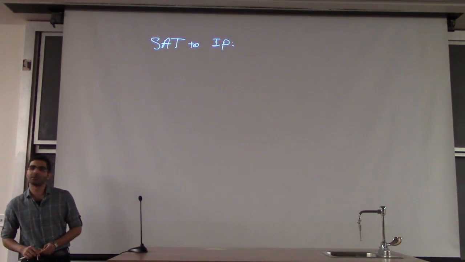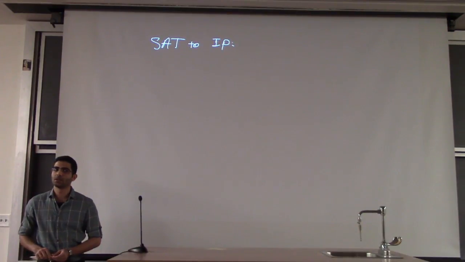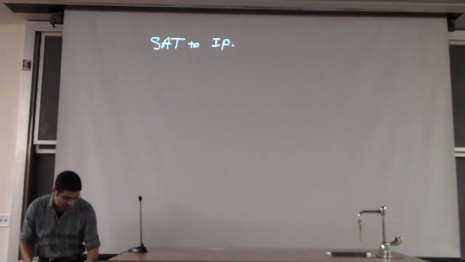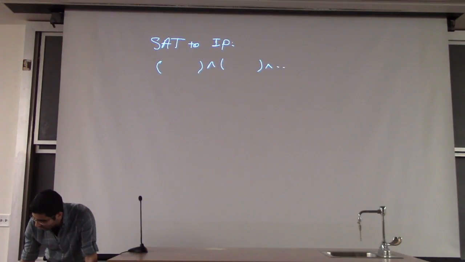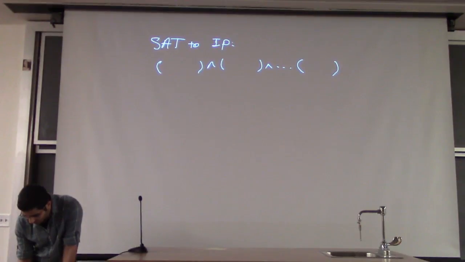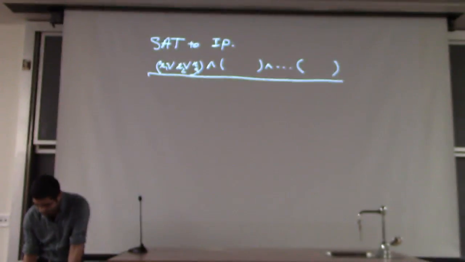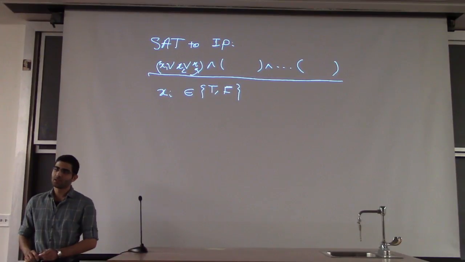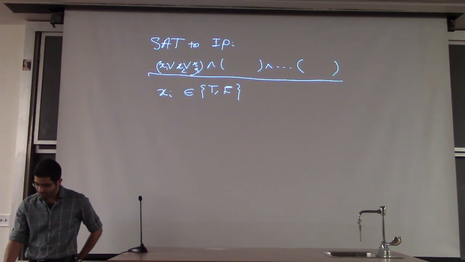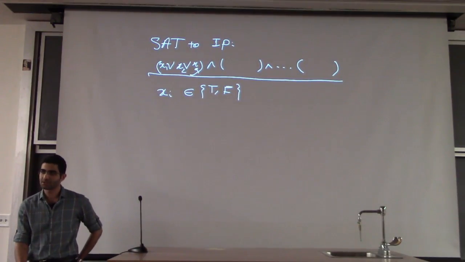So do you remember SAT? How many of you know the SAT problem? Okay, so for those who don't remember, the SAT problem is a conjunction of m clauses. Each one of them is a disjunction of 3 variables. And we want to see if there is an assignment to the variables that can satisfy this formula. Each of these variables is either true or false. For satisfying this formula, each one of the clauses should be true, right? Because it's a conjunction.